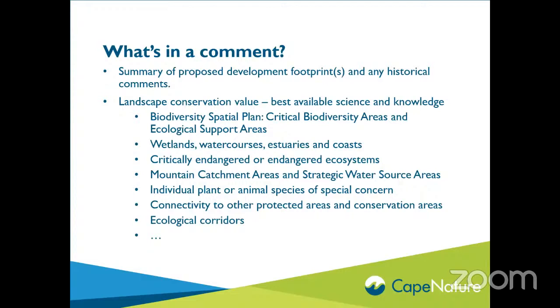So we would look at our biodiversity spatial plan to see where critical biodiversity areas and ecological support areas might be affected. We look at wetlands, watercourses, estuaries, and coasts. We look at ecosystems that are critically endangered or endangered. We look at mountain catchment areas and strategic water source areas so that we are protecting our fresh water. We look at individual plant and animal species of special concern, and we look at connectivity to protected areas and other conservation areas, as well as ecological corridors to make sure that some ecological processes like pollination and animal movement can still continue.